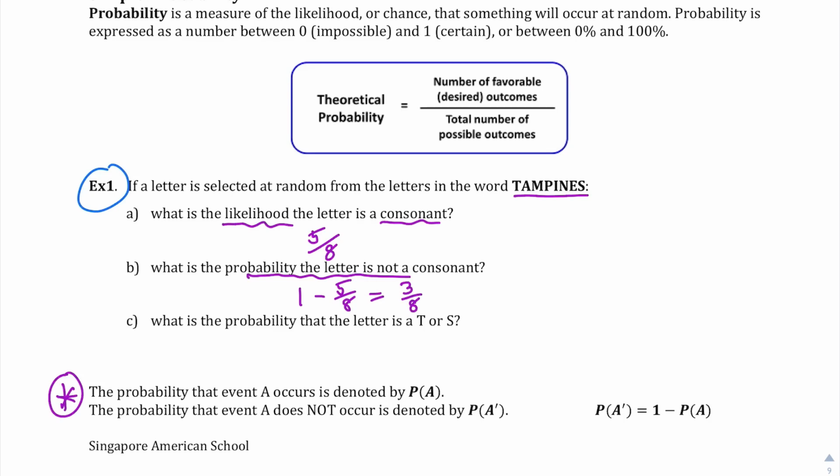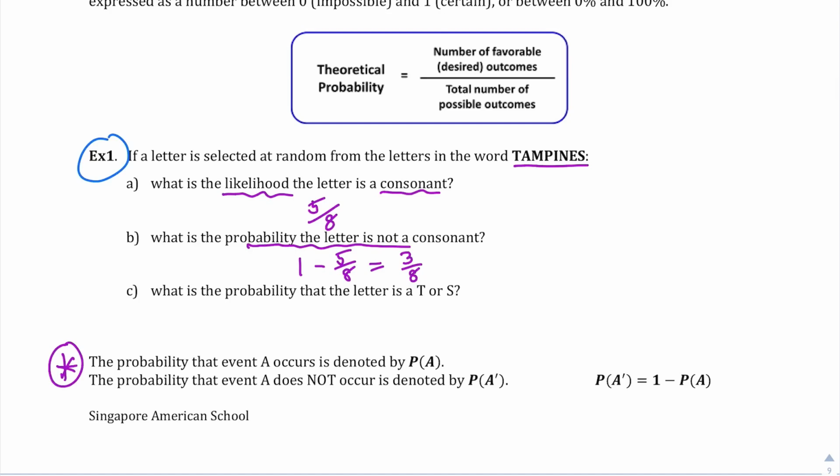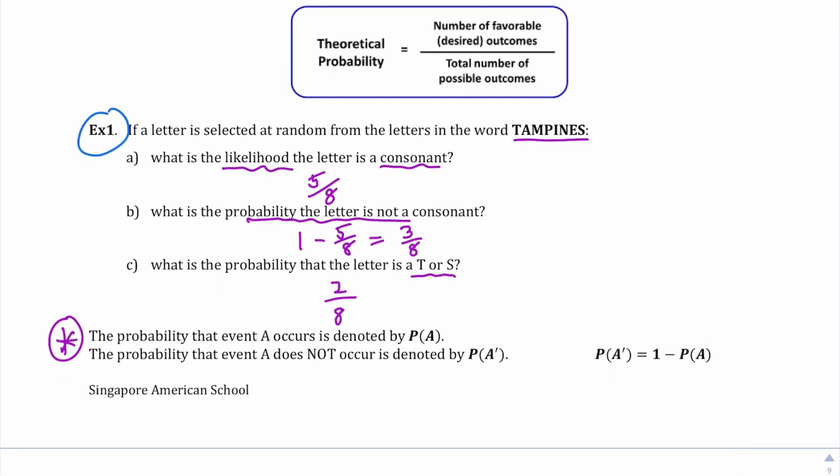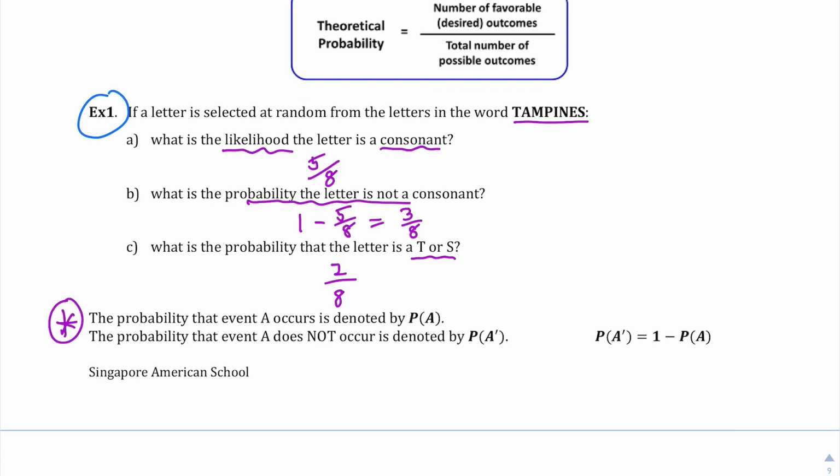Of course, in this case, it's very easy to just count the number of vowels, but conceptually the idea of a complement is important. All right, and then last but not least, what is the probability that the letter is a T or an S? And again, that just involves counting the number, 1 T and 1 S, out of a total of 8, and there is no expectation that you give your answer in simplified form, and so we would of course accept 2/8 as a correct answer.